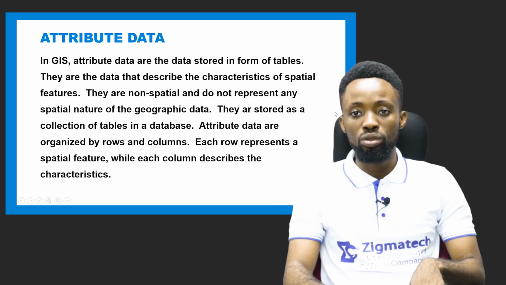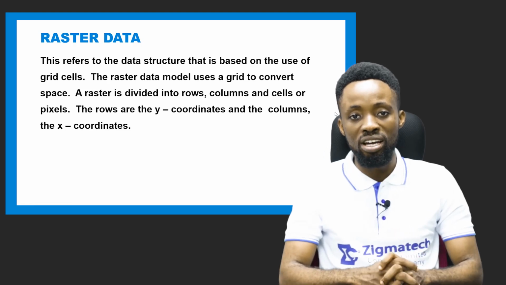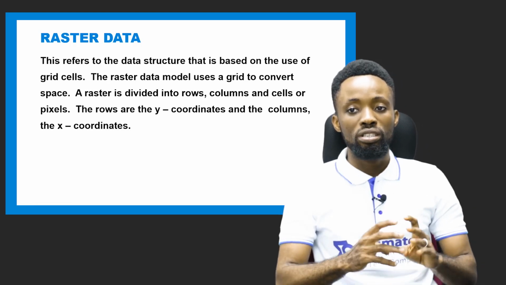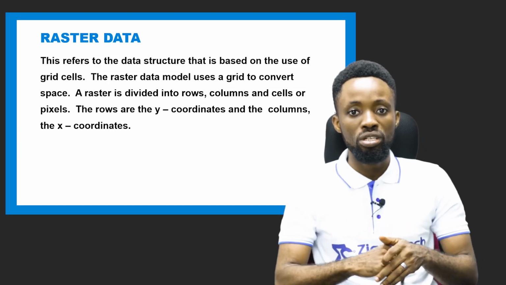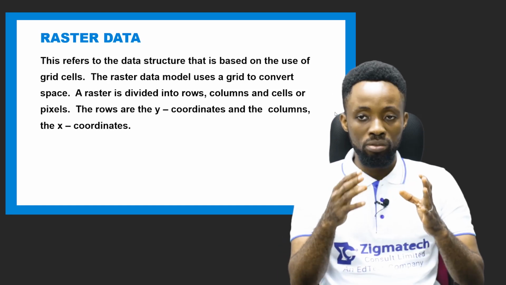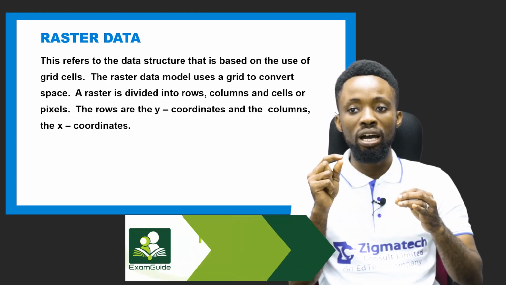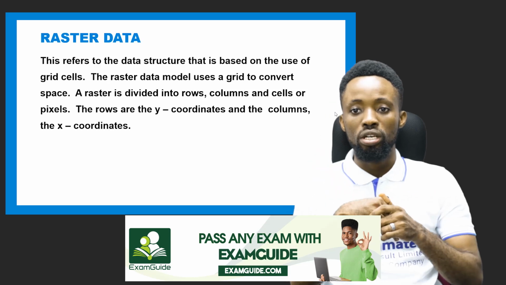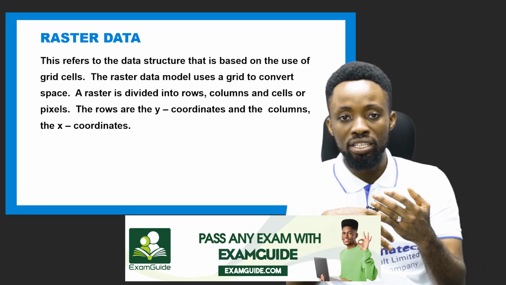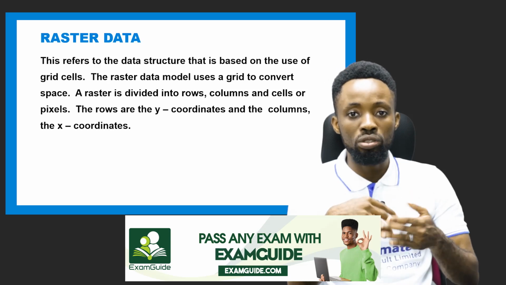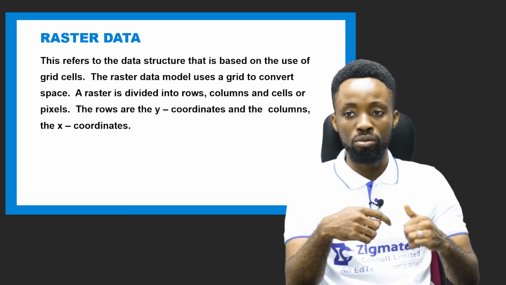Then we have another type of data called raster data. Raster data is data that is made up of grid cells. The thing about raster data is that, when you look closely, you see that it is made from dots, from pixels. So the higher the number of pixels, the higher the quality of the image or information you get from it.